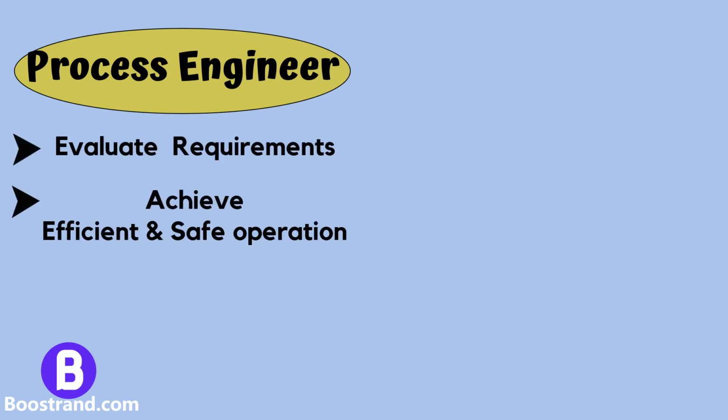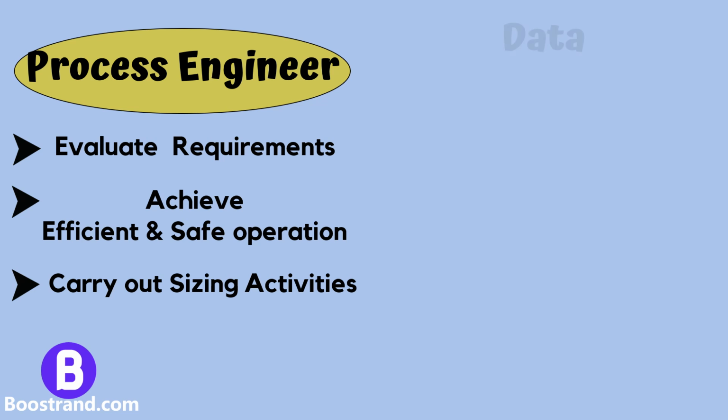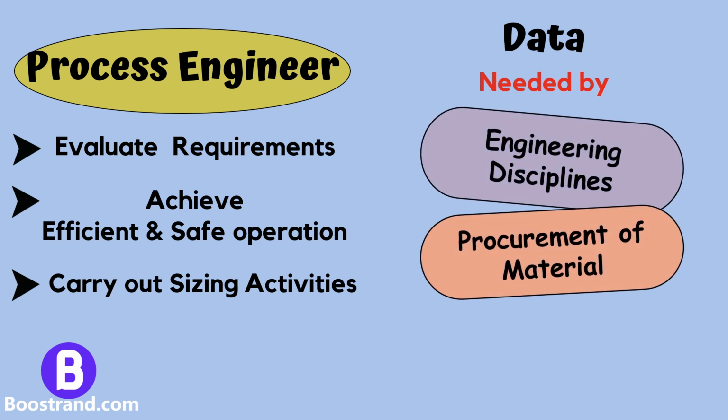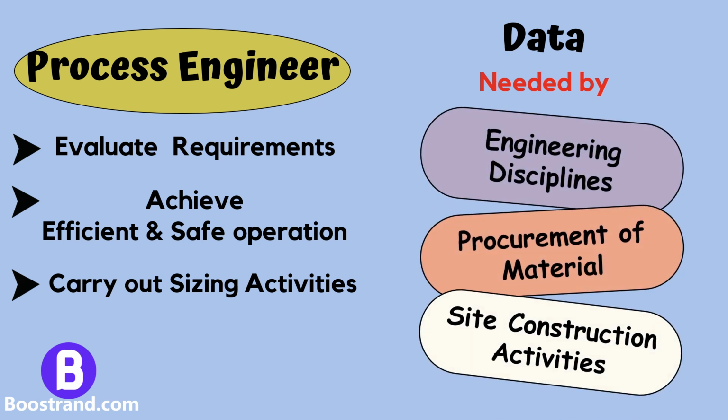So as we see, a process engineer is required to evaluate the main requirements for the plant to achieve efficient and safe operation. In addition, he should carry out sizing activities for various plant components. This data is needed to proceed with downstream detailed engineering activities carried out by other engineering disciplines, the procurement of material, and site construction activities.